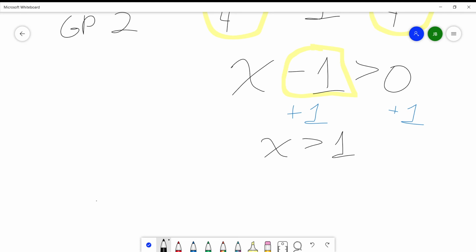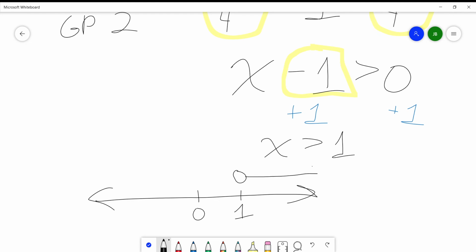We're going to put 0 right here. We're going to put 1 right here. And x is greater than 1. It could not equal 1. It must be greater than 1, so we should have an open circle. If you don't have an open circle, consider your answer to be wrong. X is greater than 1.